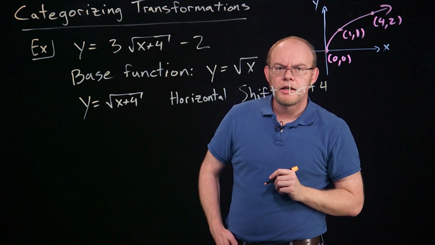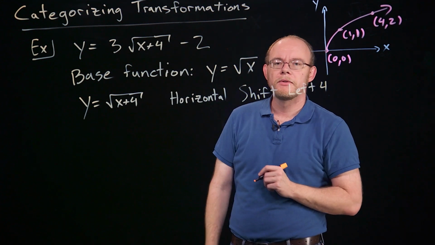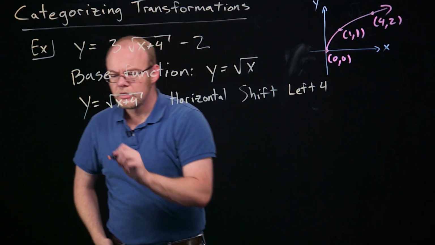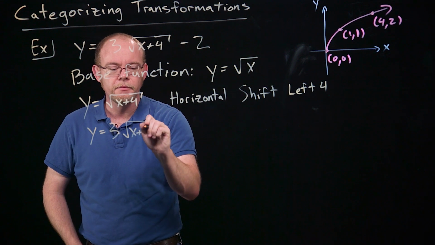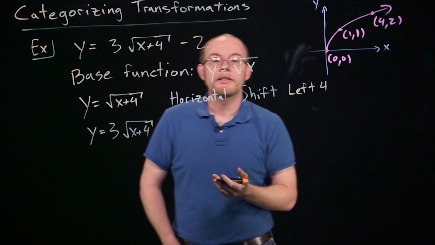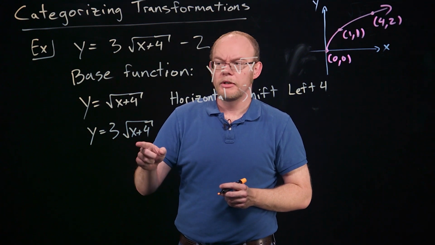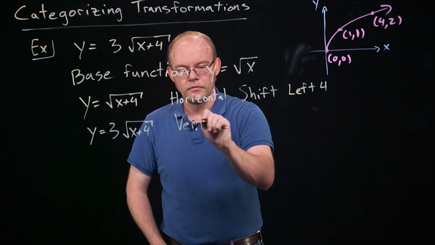And now we need to figure out what happens in the vertical direction, because that's the only thing that happens in the horizontal part. So if you notice, the first thing we do is we multiply by 3. So we're going to get y is equal to 3 times the square root of x plus 4. So this is the next operation that we do. And if we look at this, we're going to multiply by 3. So we're multiplying the output of the square root, so it's going to be vertical.